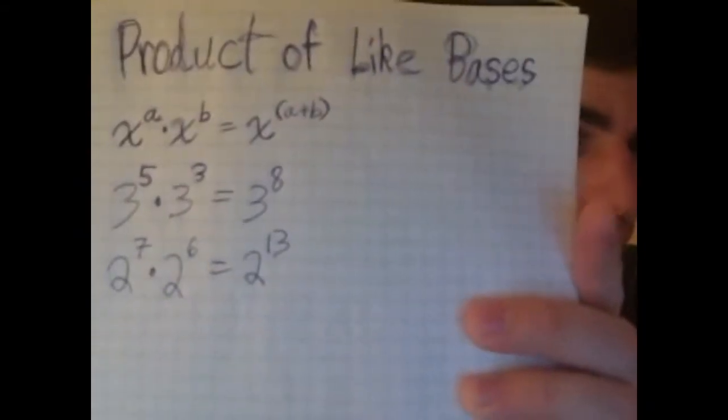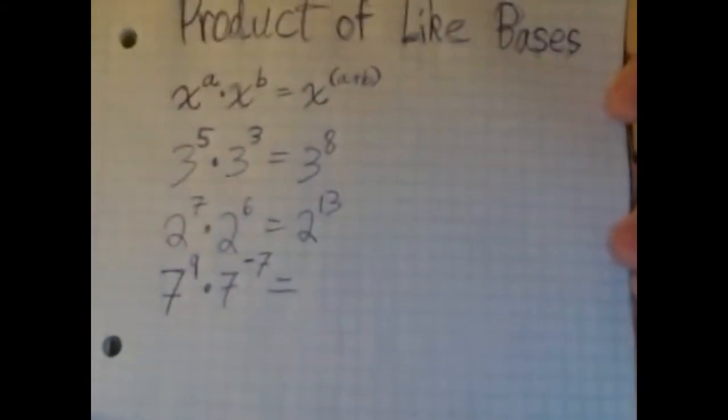Let's do another example. What would 2 to the 7th times 2 to the 6th equal? 2 to the 13th. Yes. And now let's do one that's a little more complicated. Let's do one that is 7 to the 9th times 7 to the negative 7th. Okay? Do you see it?